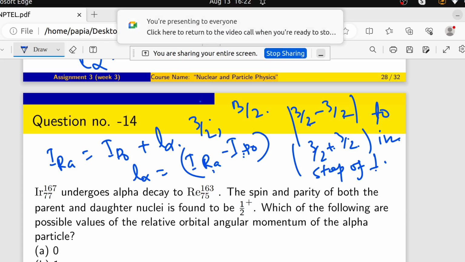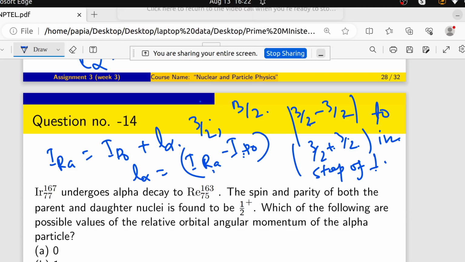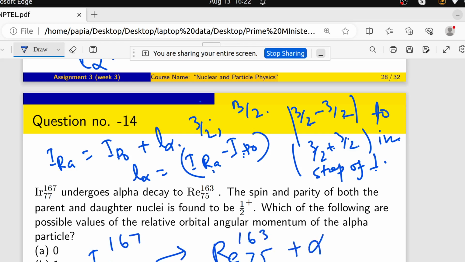Okay, this is a very similar question. Let's try that one also. Let's say IR is 77 167, and it is going to RE 75 163 plus alpha 24. Fine, you can see that the 77 is there. 75 plus 2 is 77, 163 plus 4 is 167.